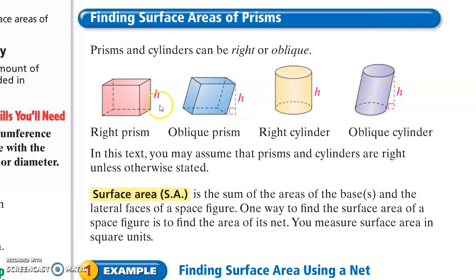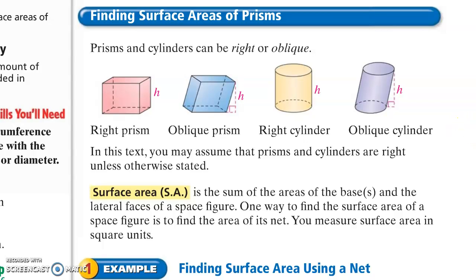Now notice the height is going to be really important for us to figure out. The height is the distance from the base to the top, or from the floor to the ceiling. So in this case, this would be the height. And the same thing goes for obliques: it's the height from the floor to the ceiling. The slant height, as it is called, does not matter for this type of shape. So for prisms and cylinders, make sure you have written down in your notes that height is from the floor to the ceiling, from the bottom to the top.